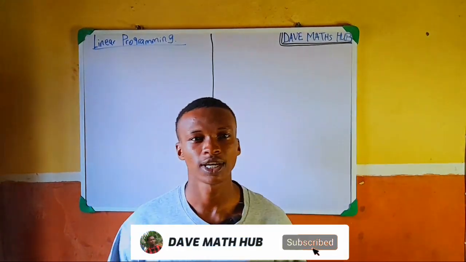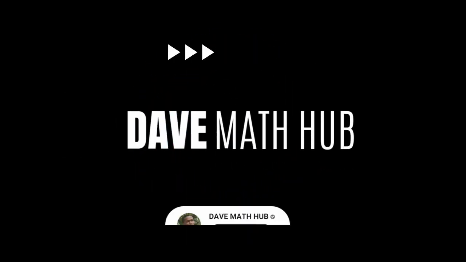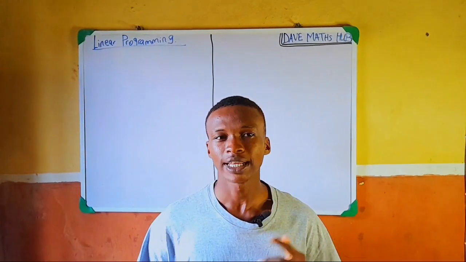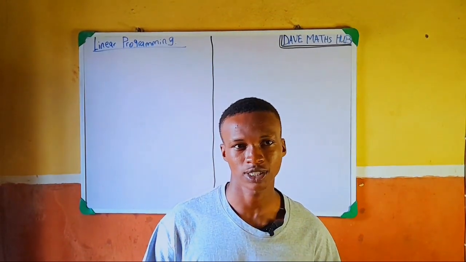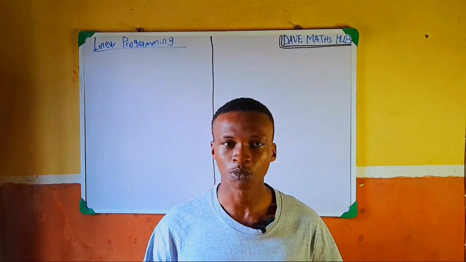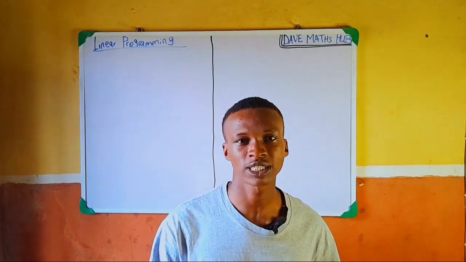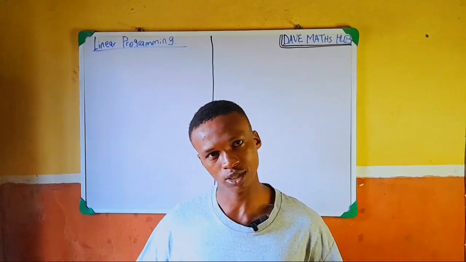So that being said, let's get into the activity of today. Now, linear programming is a technique used for the allocation of scarce resources like land, labor, material, time, or money to achieve a desired objective, either to maximize a profit or minimize a cost, subject to certain constraints.